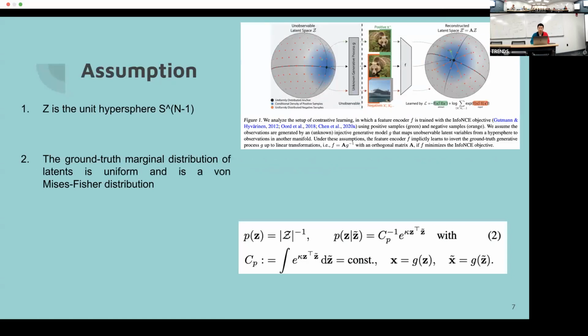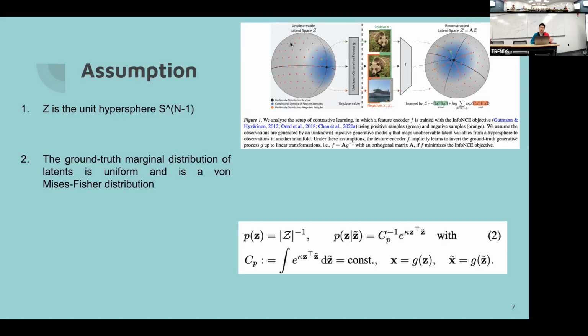Before going to their theorems, they make some assumptions, and this is one of the only three figures in the paper. They assume that Z comes from an unobservable space, which is something we don't know. All the images are generated from some latent space with a generator, but the generator and the space are unobservable. They assume that this latent space is a unit hypersphere, and that the ground truth marginal distribution of the latent is uniform, or a von Mises-Fisher distribution.